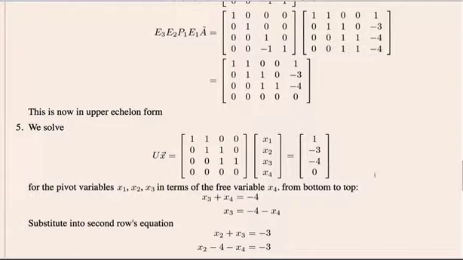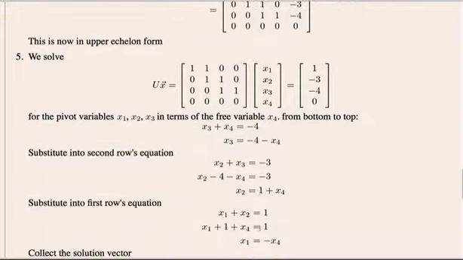The last row just says 0 equals 0, so we don't work with that. We just work with the non-zero row. The third row is x3 plus x4 equals minus 4. We can solve this for x3 equals minus 4 minus x4. Also notice that x1, x2, x3 are the pivot variables, and x4 is the free variable. That's not pivot.